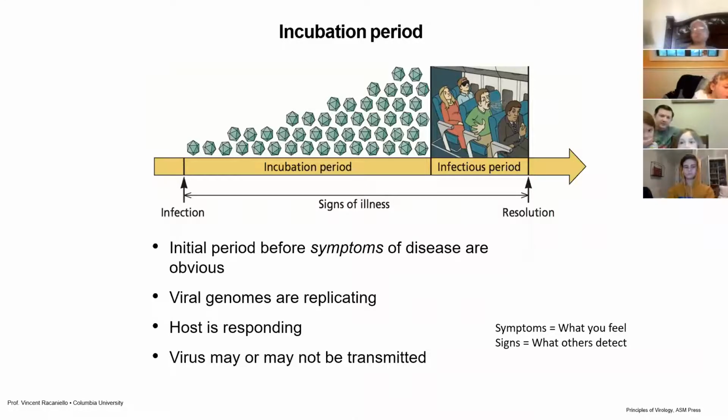So when a virus reaches a certain level, we get the infectious period, and that's where you can transmit the virus to other people. And a lot of times this is where we start to feel sick. So there's vocabulary that's important. A symptom is what you feel, like a headache, or nauseous, sick to your stomach, but signs of infection are what other people see, like a rash, coughing, sneezing.